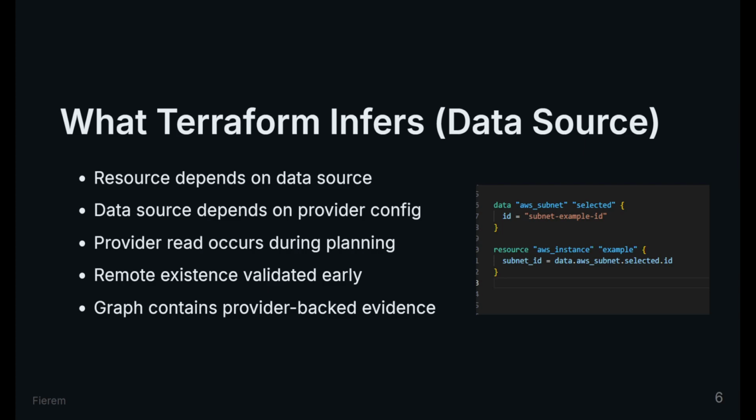Terraform now builds two edges. aws_instance.example depends on data.aws_subnet.selected, and the data source depends on the provider configuration. During planning, Terraform performs a read. If the subnet does not exist, the plan fails early. Cause and effect are visible. External reality is validated. The graph now contains provider-backed evidence.